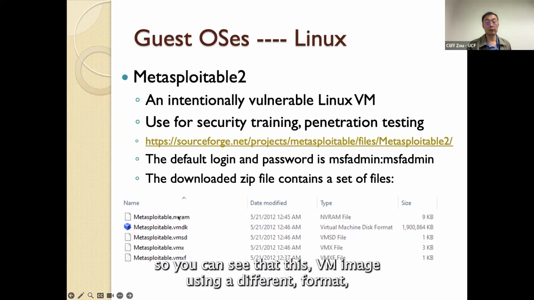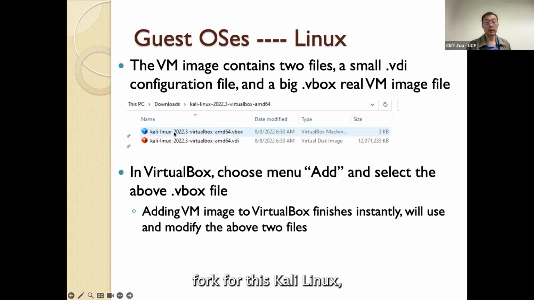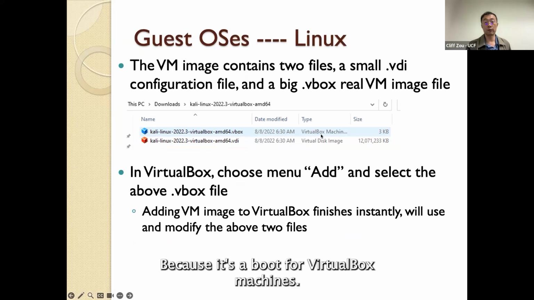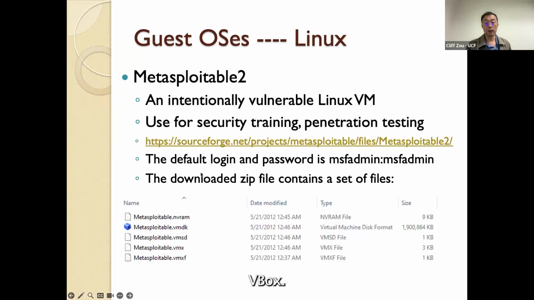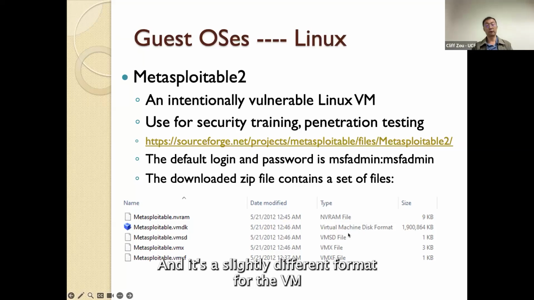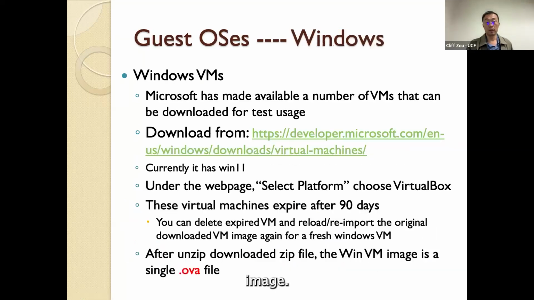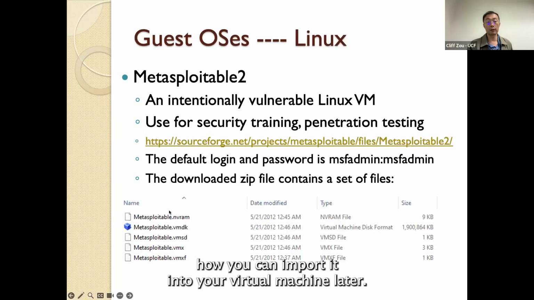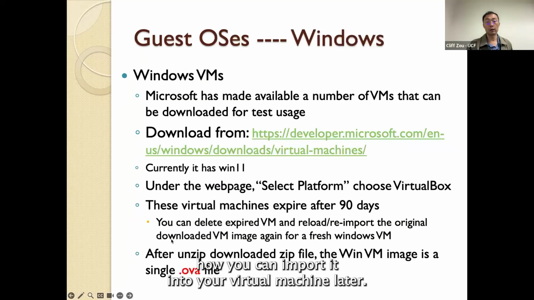You can see that this VM image uses a different format. For this Kali Linux, its format is basically called a VBox, the VM image format for VirtualBox machines. This one is a VMDK, a virtual machine disk format, and it's a slightly different format for the VM image. I will introduce how you can import it into your virtual machine later.